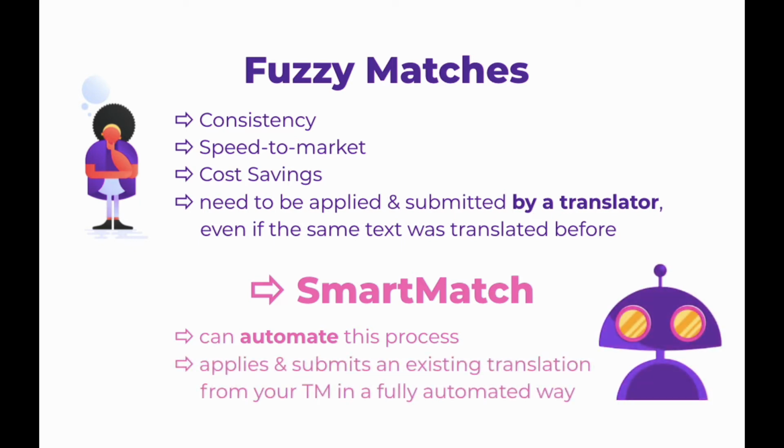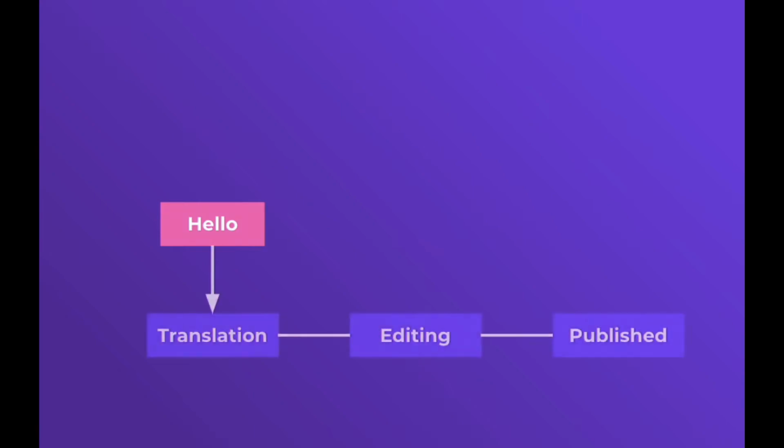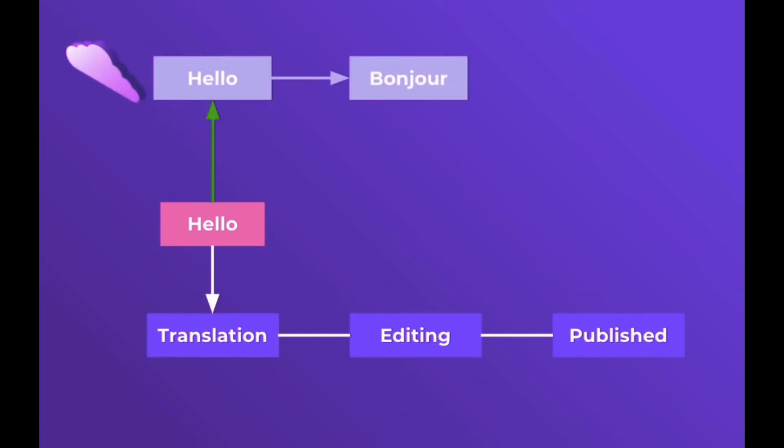SmartMatch is an additional feature that will apply and submit an existing translation from your translation memory in a fully automated way. Here's how it works. When you authorize a new string for translation, SmartMatch automatically checks your translation memory for a possible match. If the same text has already been translated before and is available in your translation memory, the previous translation will be applied and submitted automatically. So if the SmartMatch feature is activated, all of this is done by Smartling. No human translator needs to be involved in applying the match at all.